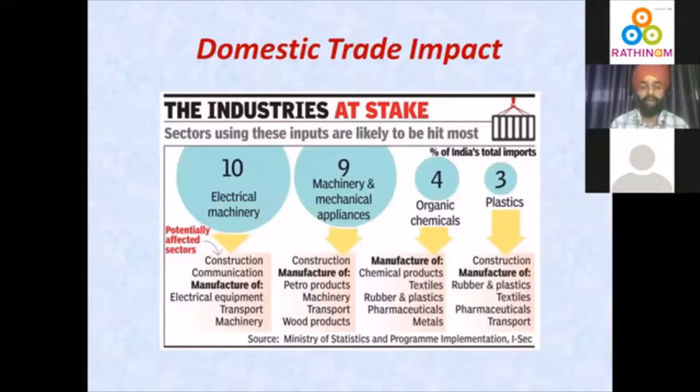We find that electrical machinery, and this figure shows the percentage of India's total imports. 10% of India's total imports is electrical machinery. 9% is machinery and mechanical appliances. So that makes it nearly 19% of India's total imports just machinery. That means this production is happening within the country, but we are importing such a huge amount of machinery for domestic production that it is going to be affected.